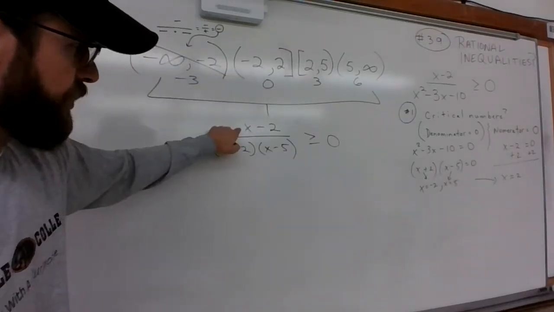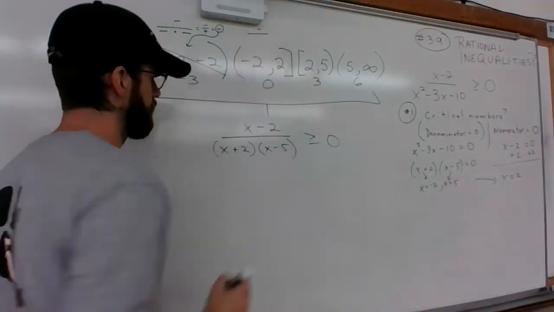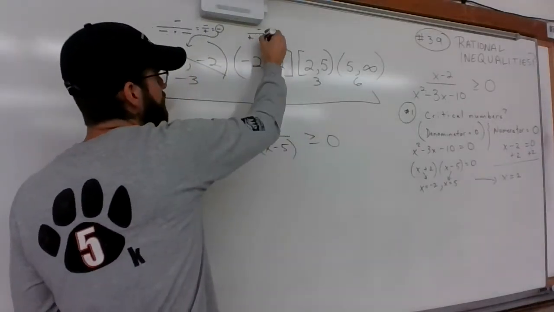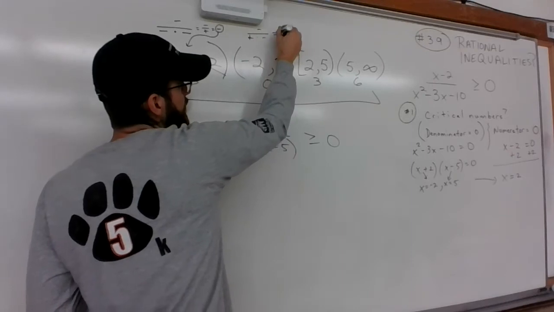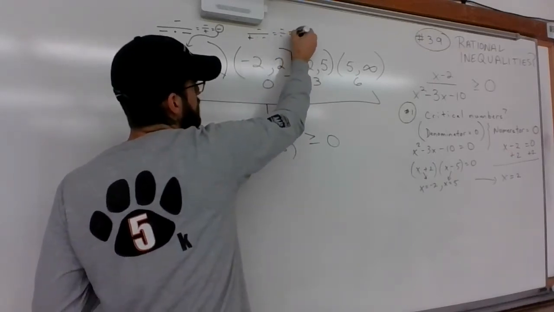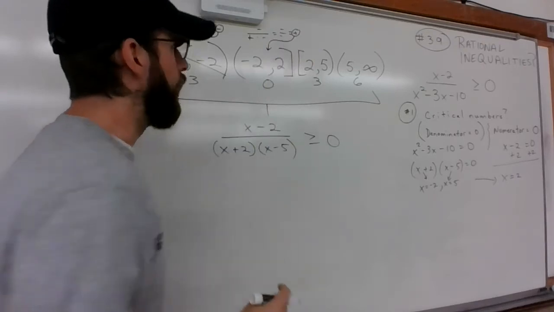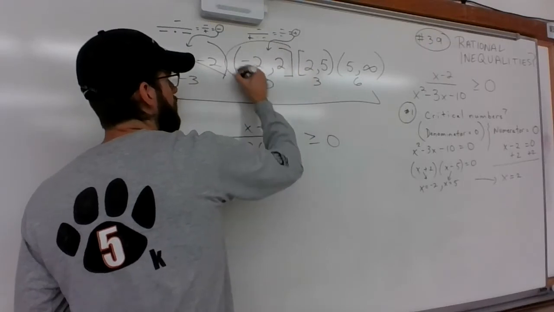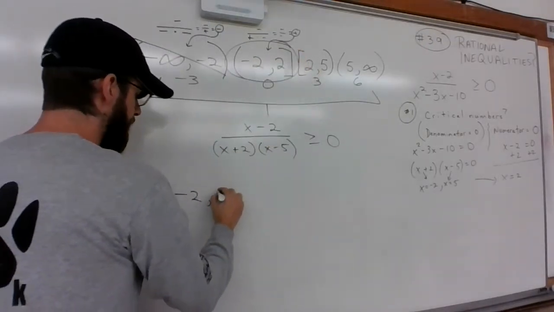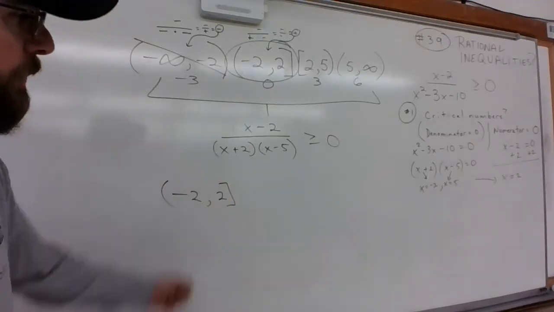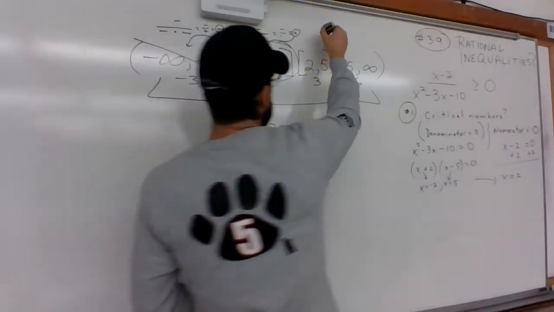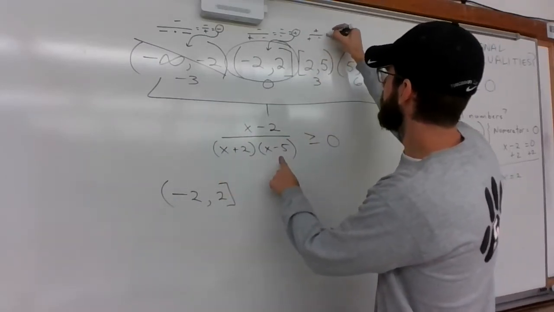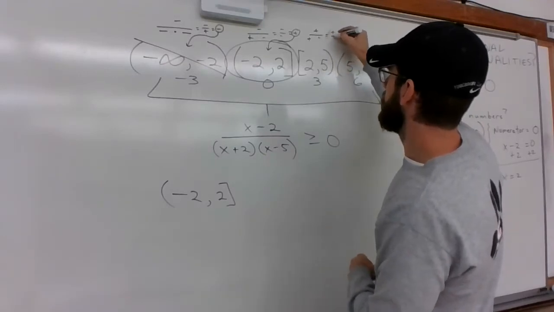Try 0. 0 minus 2, negative, divided by 0 plus 2, positive, times 0 minus 5, negative. It's a negative divided by a negative, which is positive. Oh, we want that. We want greater than or equal to 0. So this will be part of our solution set. I'm just going to include it right here below. 3 minus 2, positive, divided by 3 plus 2, positive, times 3 minus 5, negative. It's a positive divided by a negative, which is negative.